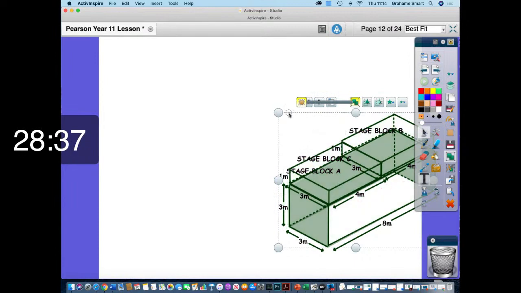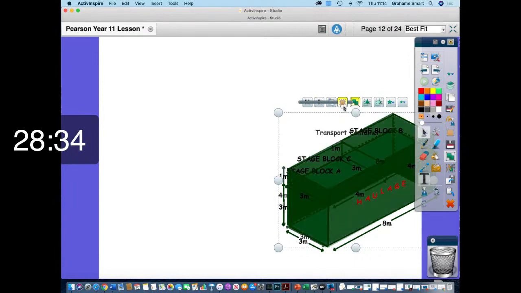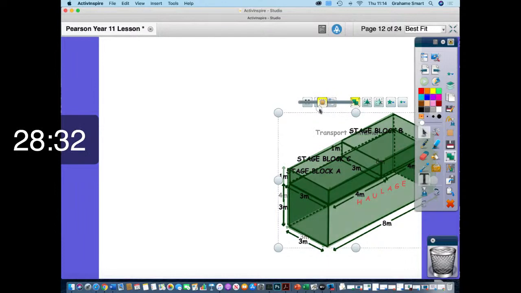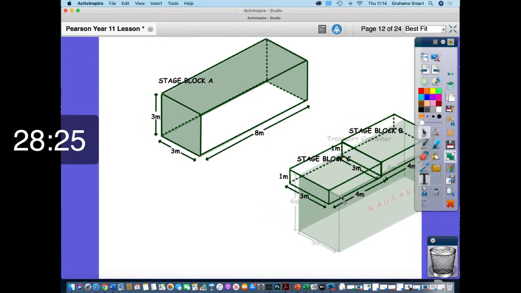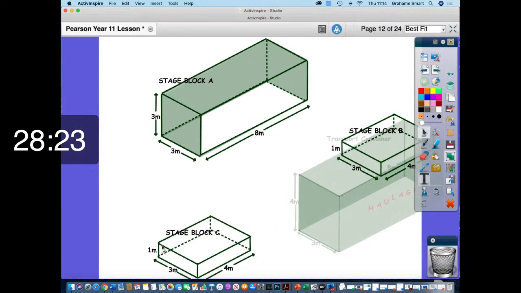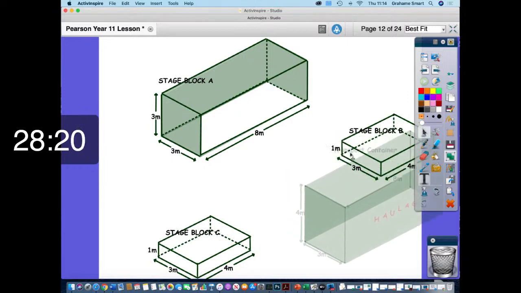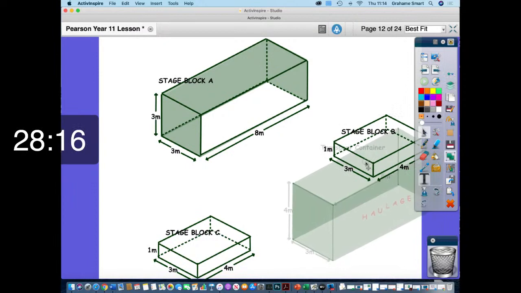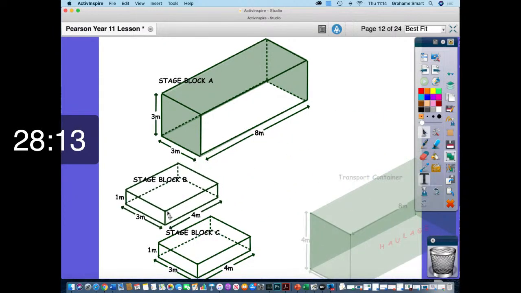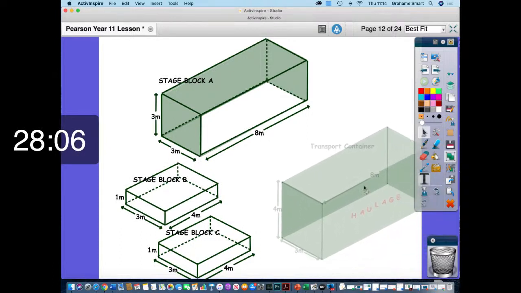Okay, and you can see there's the haulage container, and those volumes fitted exactly into that haulage container. But what about if we'd flat packed them? What I mean by that is, what if we'd transported these stage blocks as 2D shapes rather than 3D shapes? How much would that save on transportation costs? They're still going to be 3D shapes, really, but rather than them being assembled and constructed already, if they were flat packed, how much space could we save on the volume? Well, we could save a lot of space, and that's what we're going to work through now.